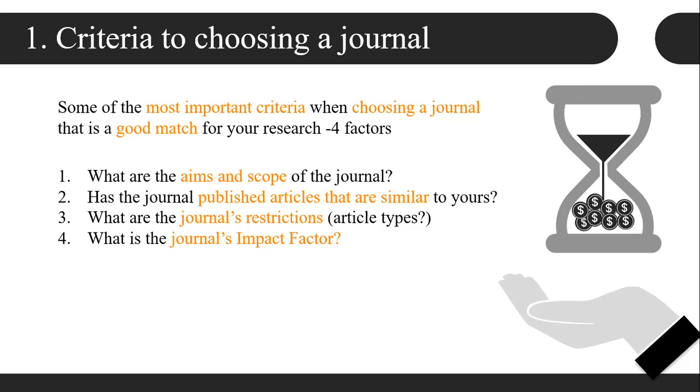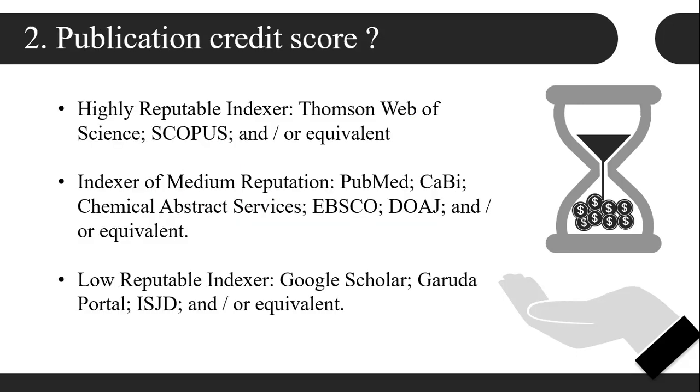So if you are looking for a speedy one, an open access journal may be the best choice for you. But if you are looking for a highly ranked one, this will take a longer time. This is the first criteria for choosing a journal.